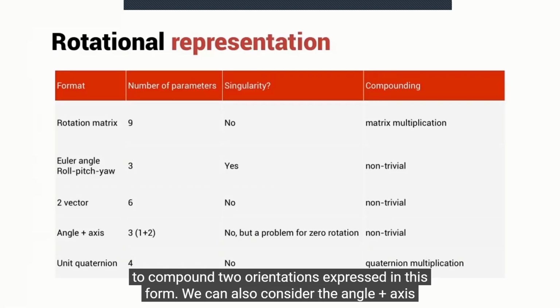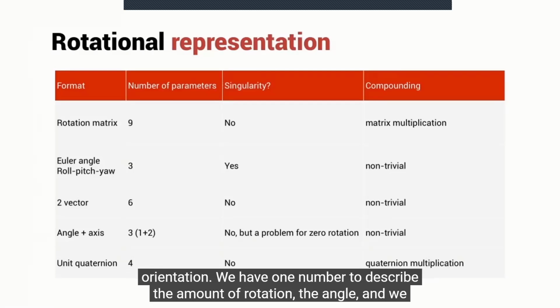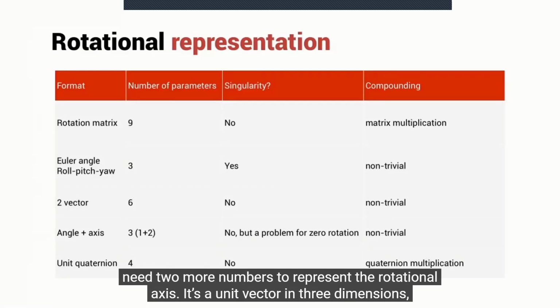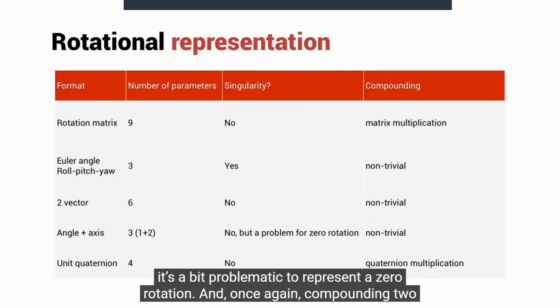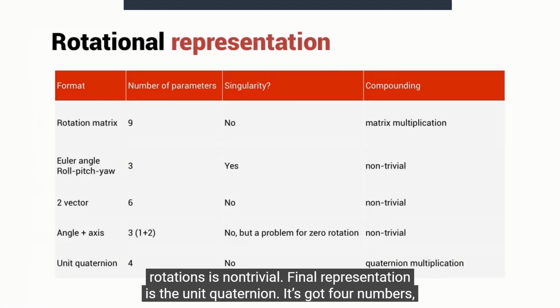We can also consider the angle axis orientation. We have 1 number to describe the amount of rotation, the angle, and we need 2 more numbers to represent the rotational axis. It's a unit vector in 3 dimensions, so there are only 2 unique numbers in it. This representation is singularity free, but it's a bit problematic to represent a 0 rotation, and once again compounding 2 rotations is non-trivial. Final representation is the unit quaternion.